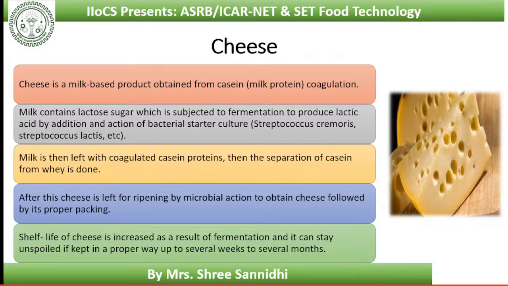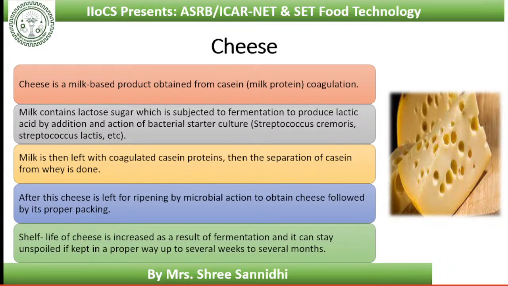Milk is then left with coagulated casein proteins. Then the separation of casein from whey is done. So what are we doing? First we are fermenting the milk, so lactose is fermented and the milk is left with the coagulated protein, right? That coagulated protein we are separating from the whey, the liquid part of the milk.